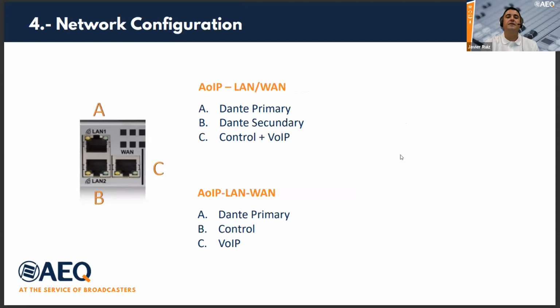The third one, audio over IP LAN 1: Dante primary in LAN 1, Dante secondary in LAN 2, and control plus voice over IP in the C port. And the last one, audio over IP LAN 1. In this option, we split all the network services: in LAN 1, Dante primary, in LAN 2, control, and in the C port, voice over IP.